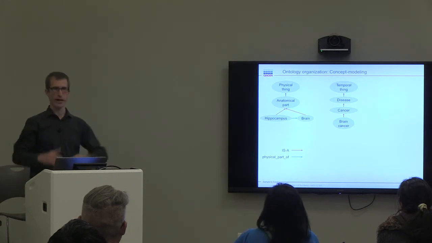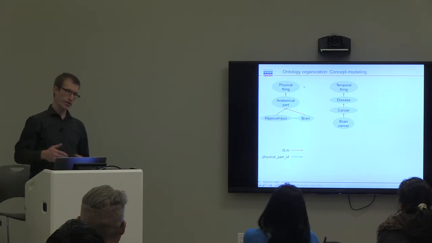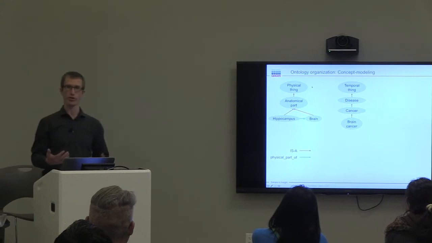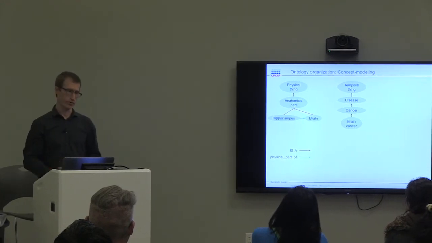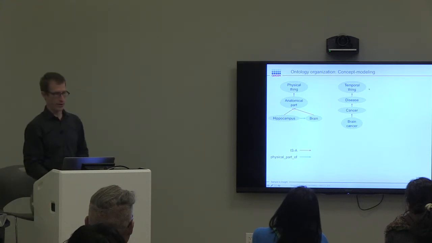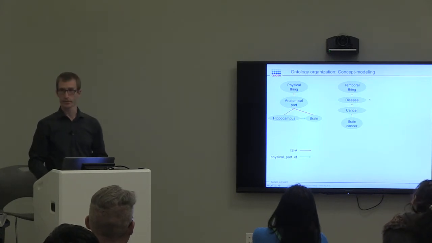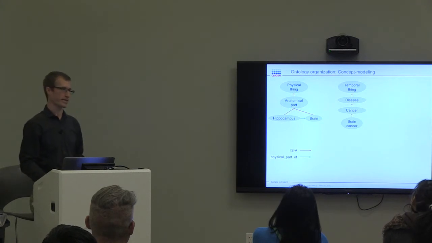All the other slots have specific names and are specifically asserted in a slightly different syntax. So at the top of the resulting tree, we have a very small number of roots. We have physical thing, we have temporal thing, and we have a few other things that I'll talk about. So temporal thing, something that occurs in time, we include under that, among other things, diseases. We consider diseases to be processes.